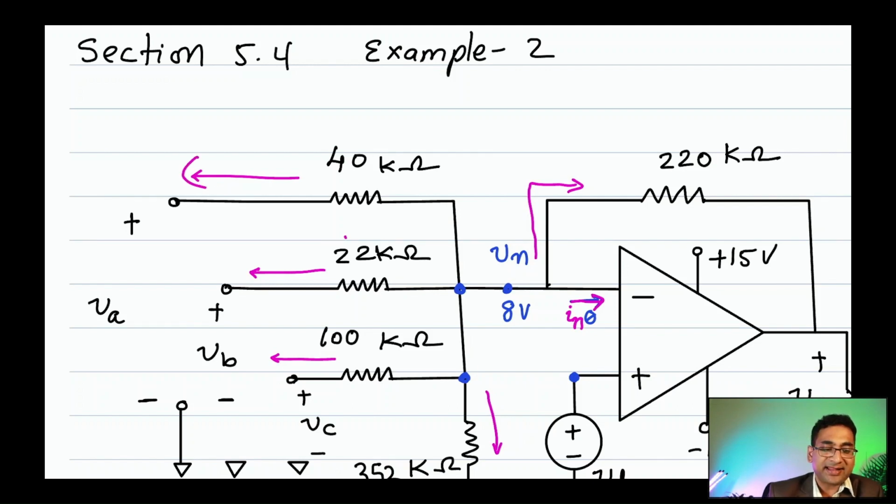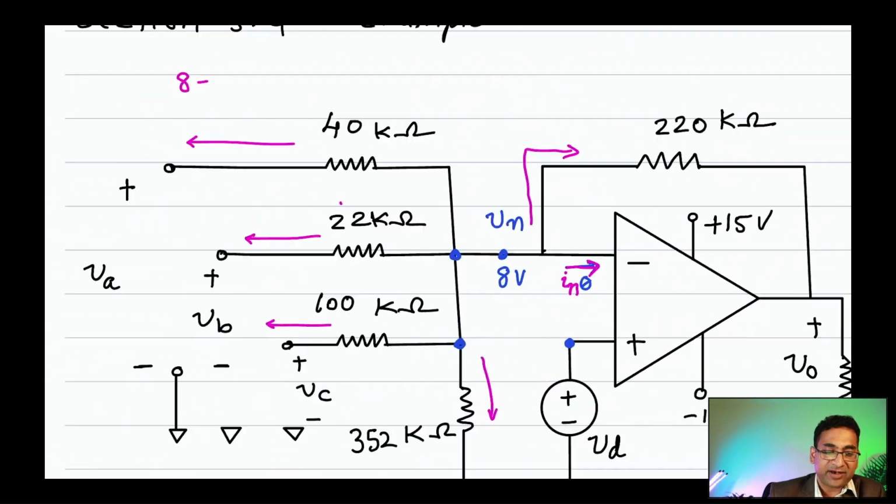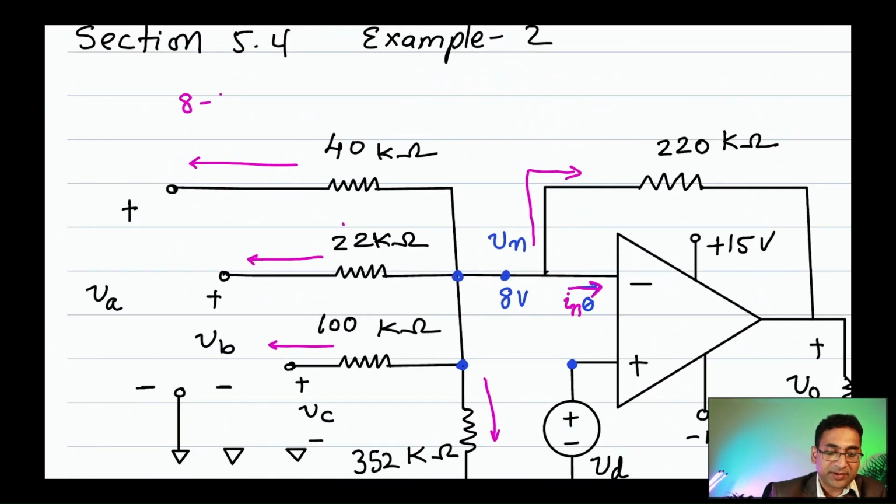The current in this branch is what? Vn, which is 8 volts, minus Va. Va is given to be 4 volts, divided by 40 kilo ohms.